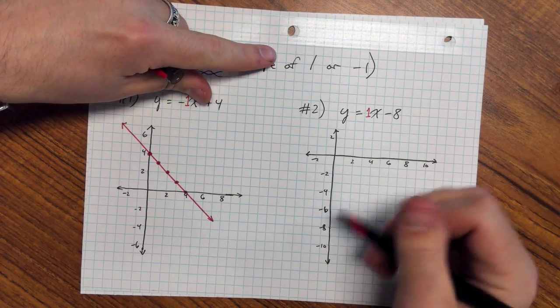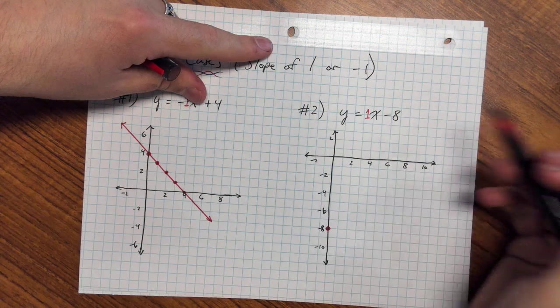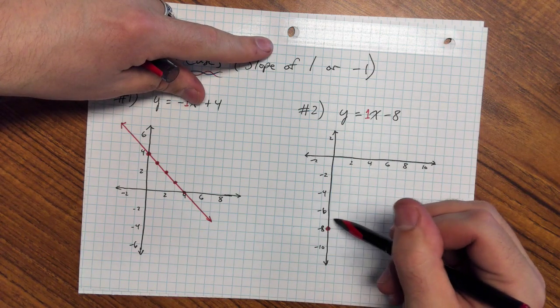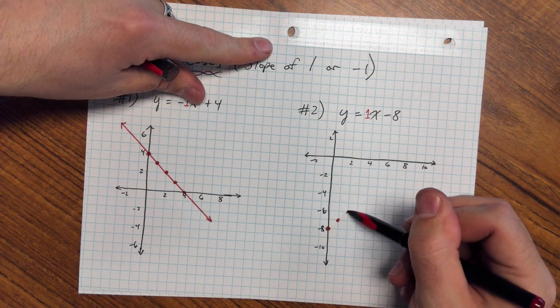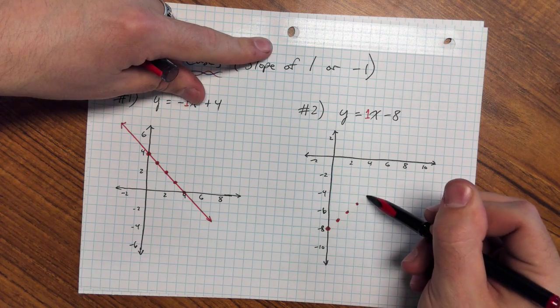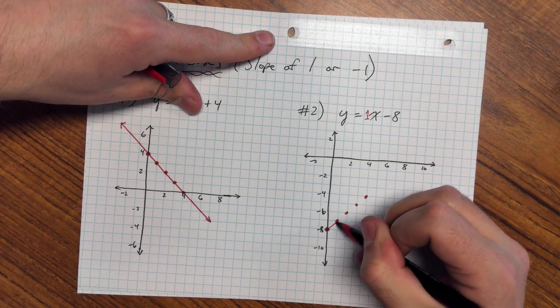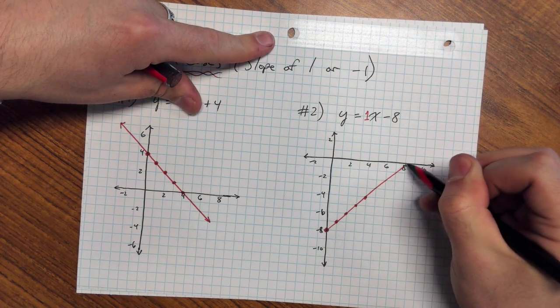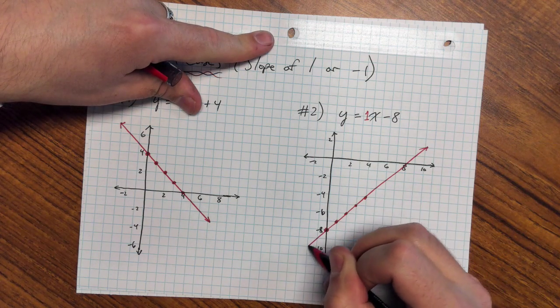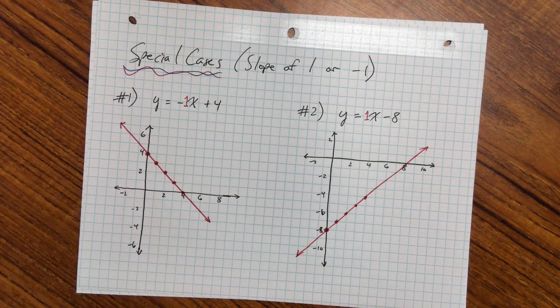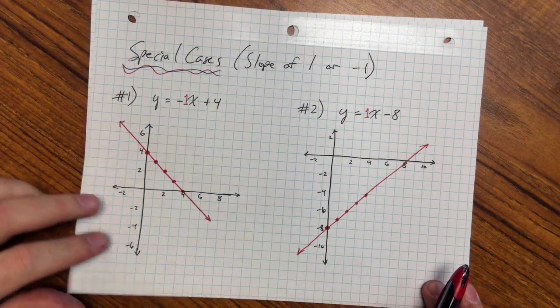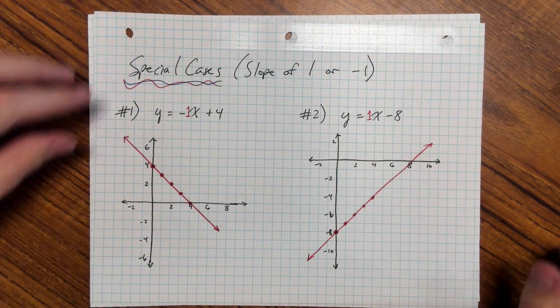This other one, y-intercept of -8, this time it's positive, so we go up 1 over 1, up 1 over 1, up 1 over 1. And there is our line. Okay, so that's what it looks like if you have a slope of 1 or -1.